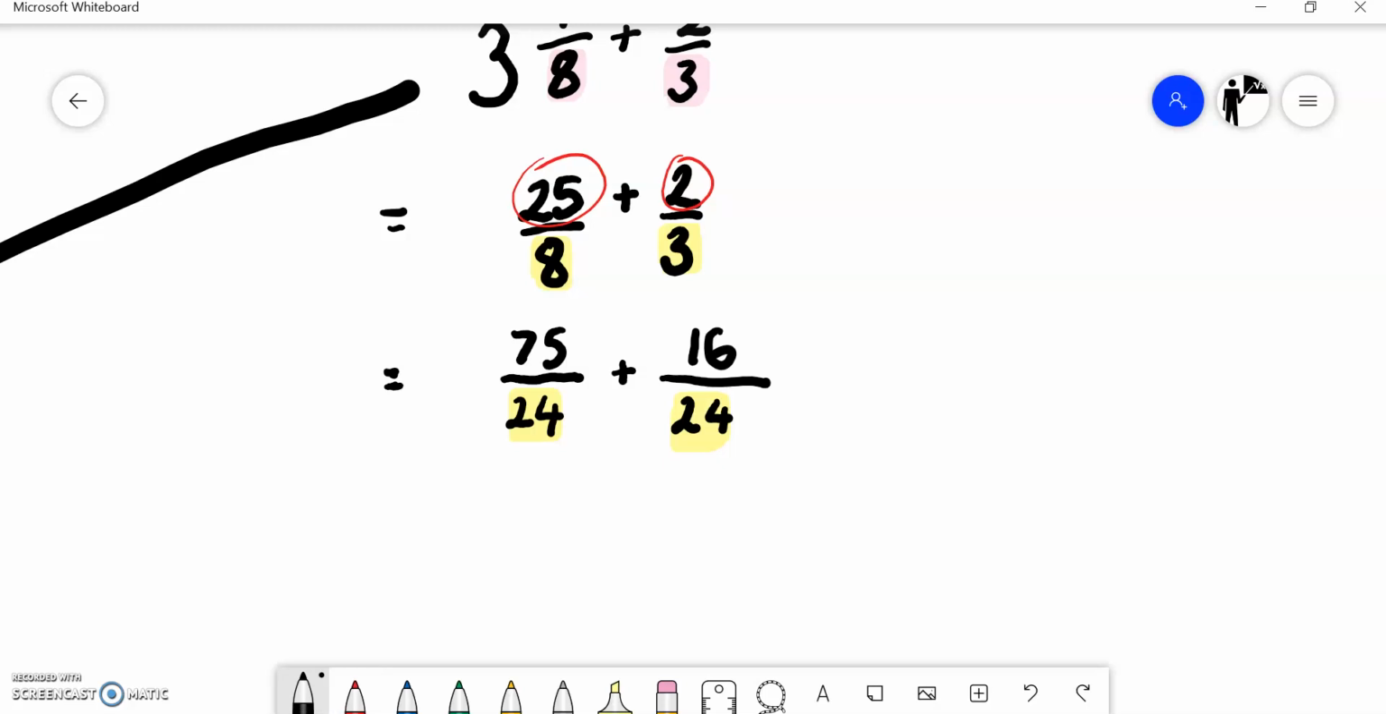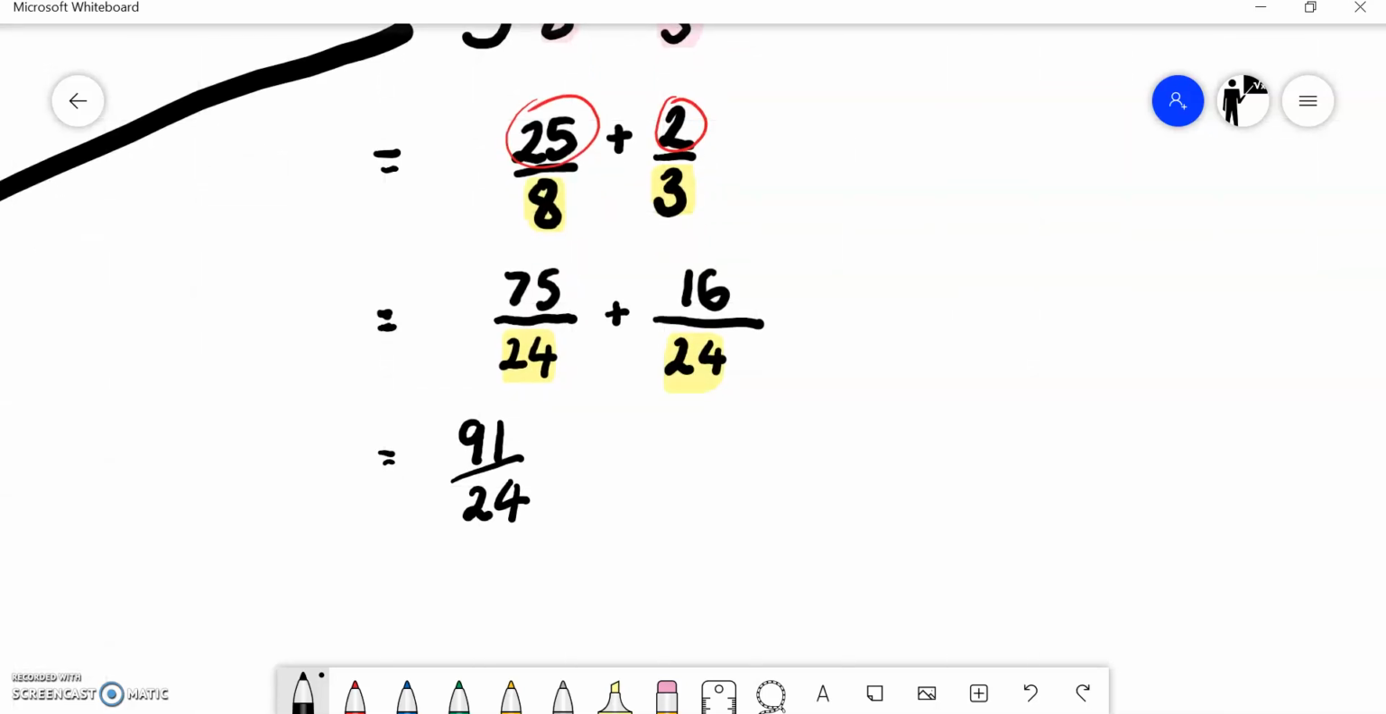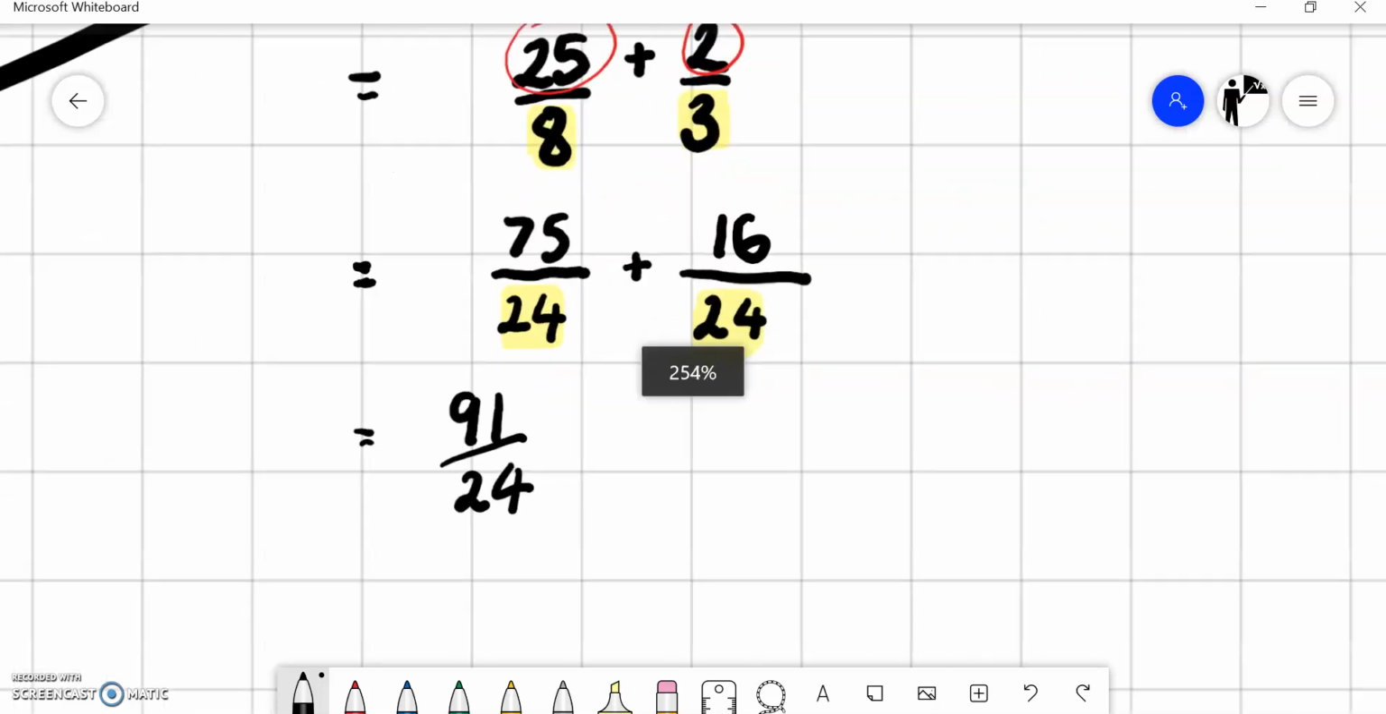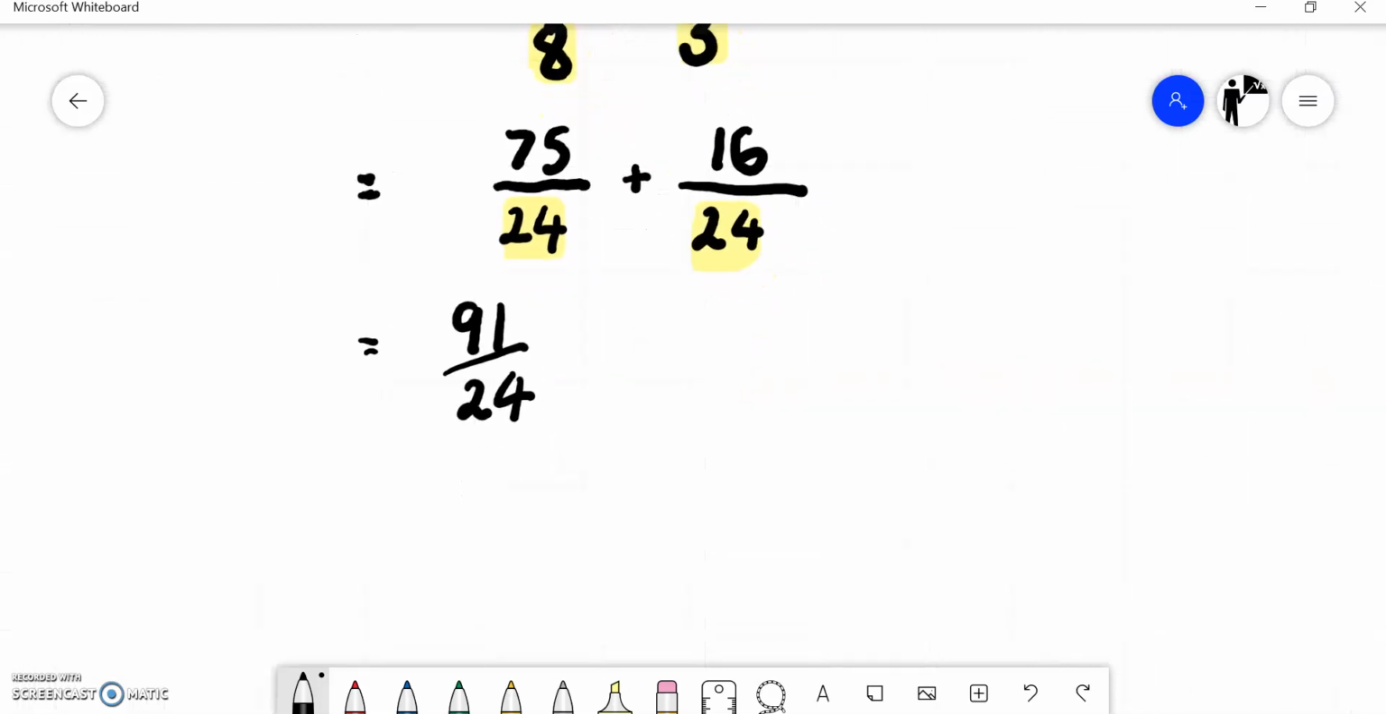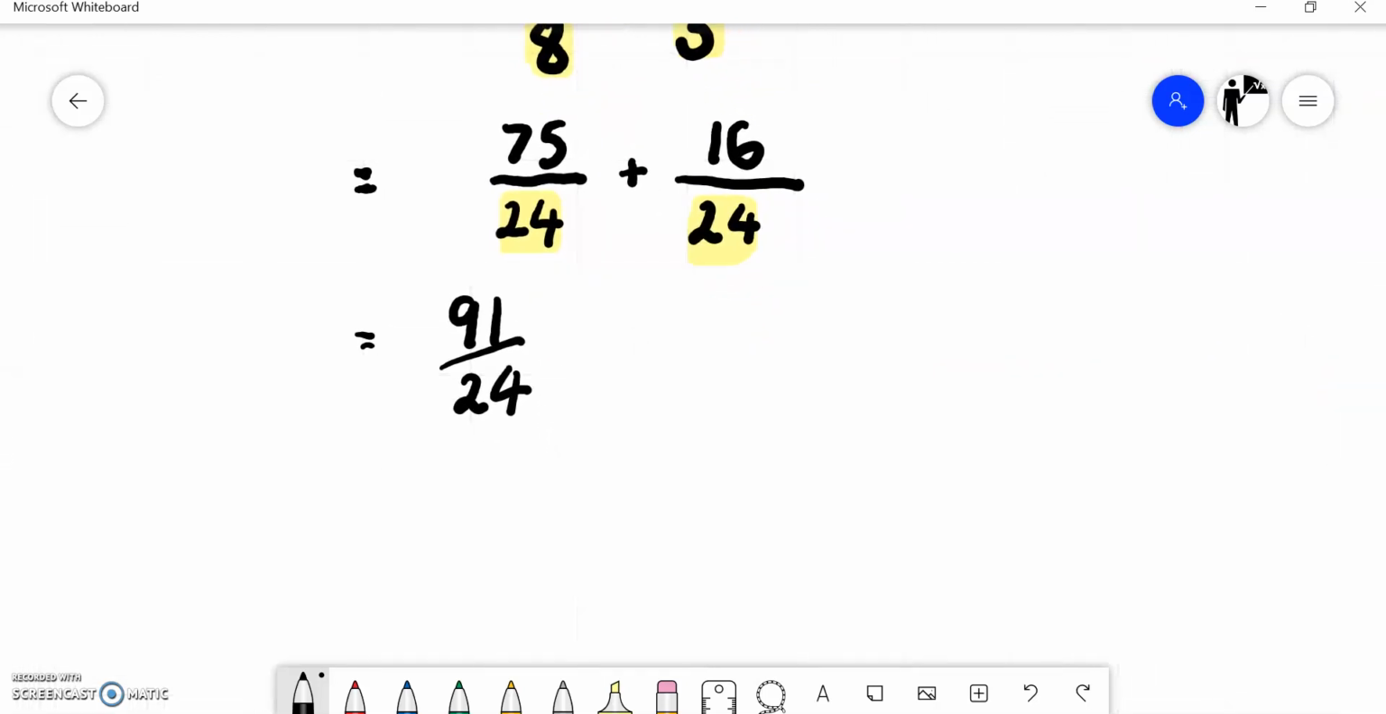Okay, once we've got that, we can go ahead and add. That's going to be 91 24ths. If you wanted to leave it like that, that's absolutely fine. Always check if you can simplify it. It doesn't look like this can be simplified. I'm not 100% sure though, so let's just think about it. I'm going to write this as a mixed number.